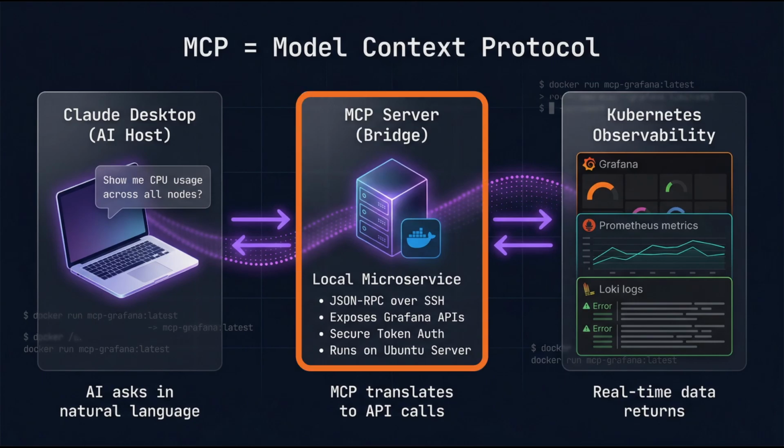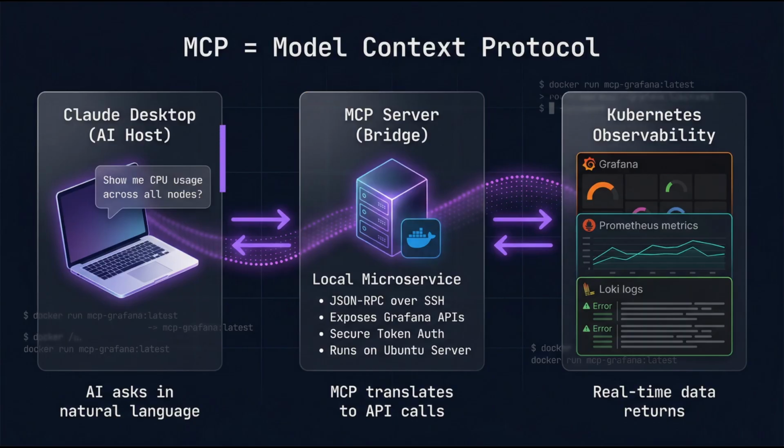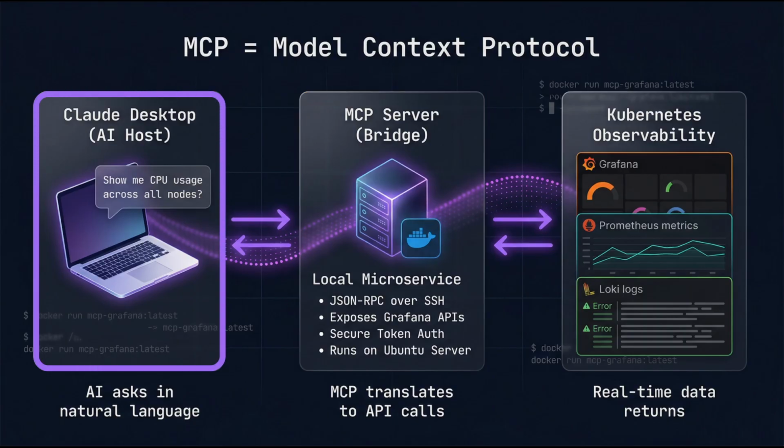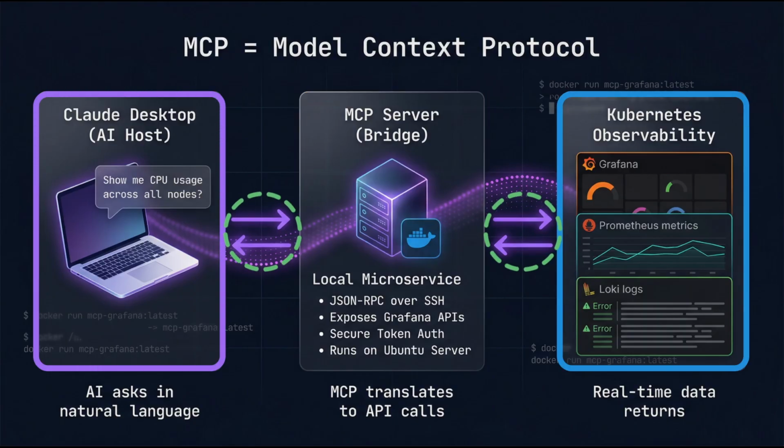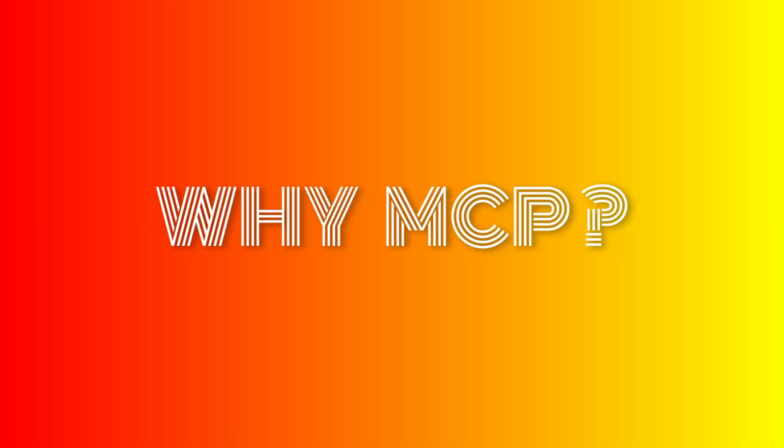Behind the scenes, MCP runs as a local microservice that exposes structured data like metrics, logs, or APIs as JSON over a secure connection. This means Claude doesn't directly access your infrastructure. Instead, it interacts through these local connectors you control.